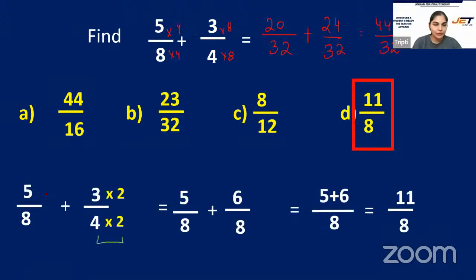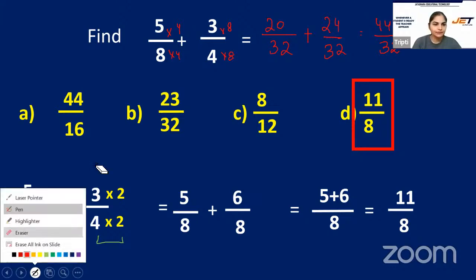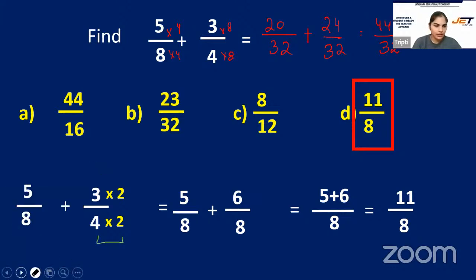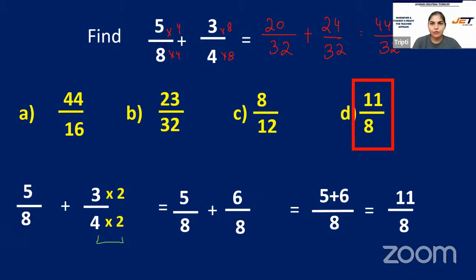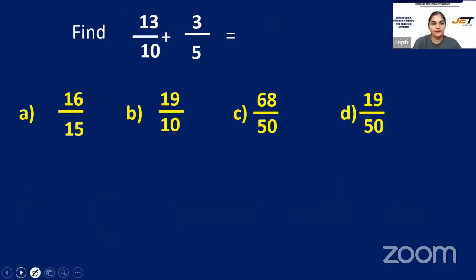So one thing, why have we done like this, or what will happen if this is the answer and there is no option like that? You can simplify it. You can write this as 4 times 11 and this is 4 times 8. 4, 4 cancel. 11 by 8 is the answer. So this is the answer here.